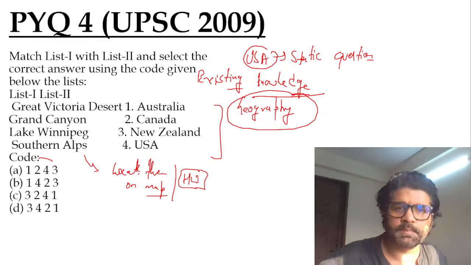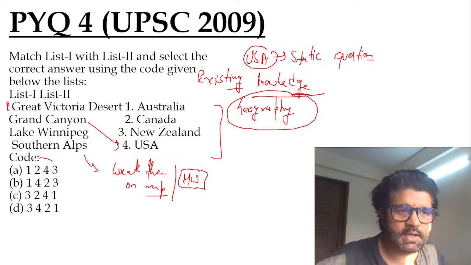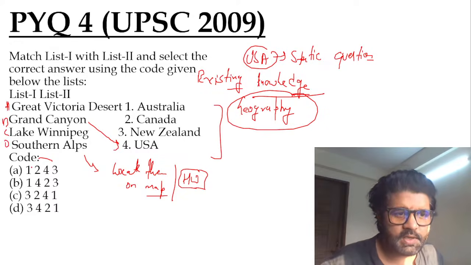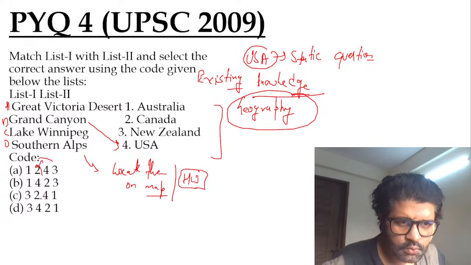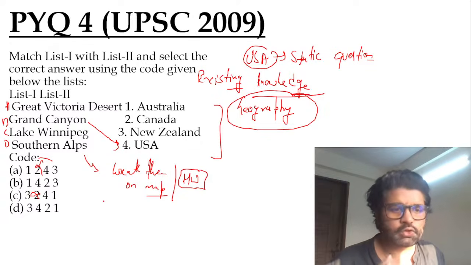So Grand Canyon, and again locate them, guys. So Grand Canyon is in US. So let's say this is A, B, C, D. So B is 4. So second cannot be 2. Now you're left with B and D. 1, 4, 2, 3, 3, 4, 2, 1. So what will be the answer?